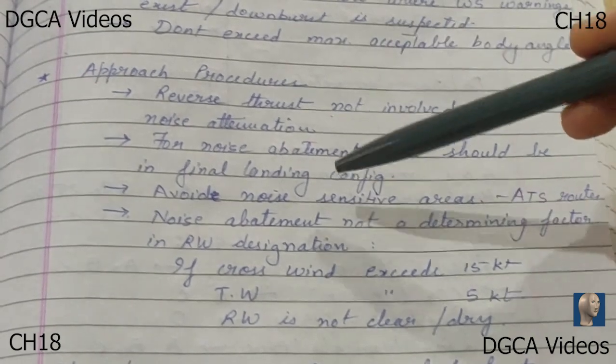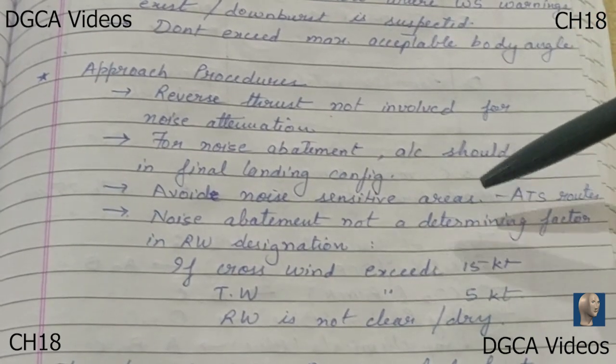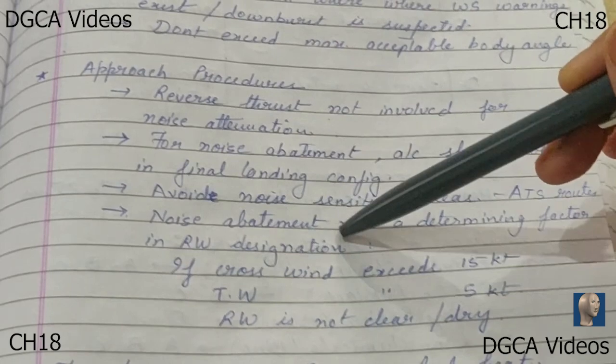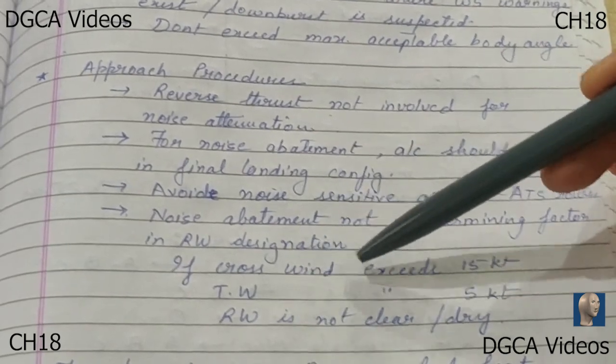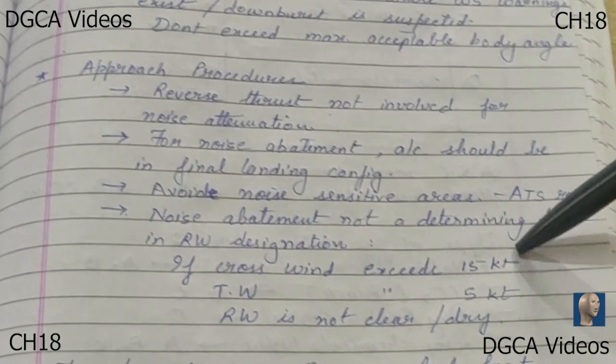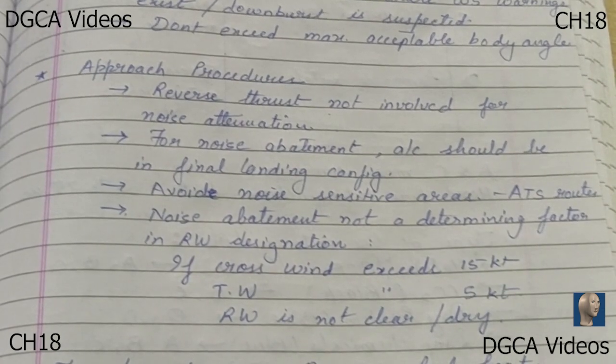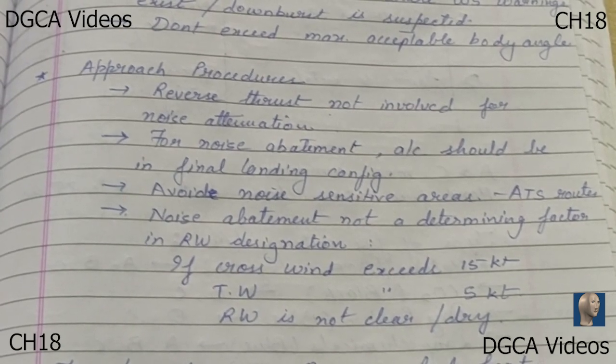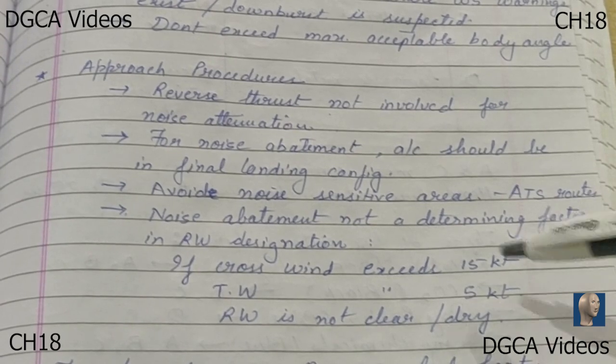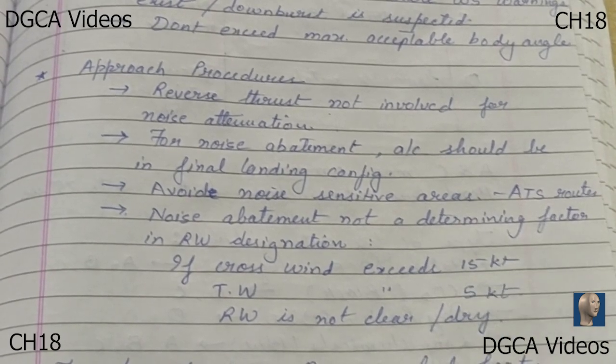And then noise abatement is not a determining factor in runway designation. If the crosswind exceeds 15 knots, the tailwind exceeds 5 knots, or the runway is not clear or dry, in that case noise abatement will not be affecting the runway designation. So these are some more important things that have to be given priority, right? And noise is the secondary thing.